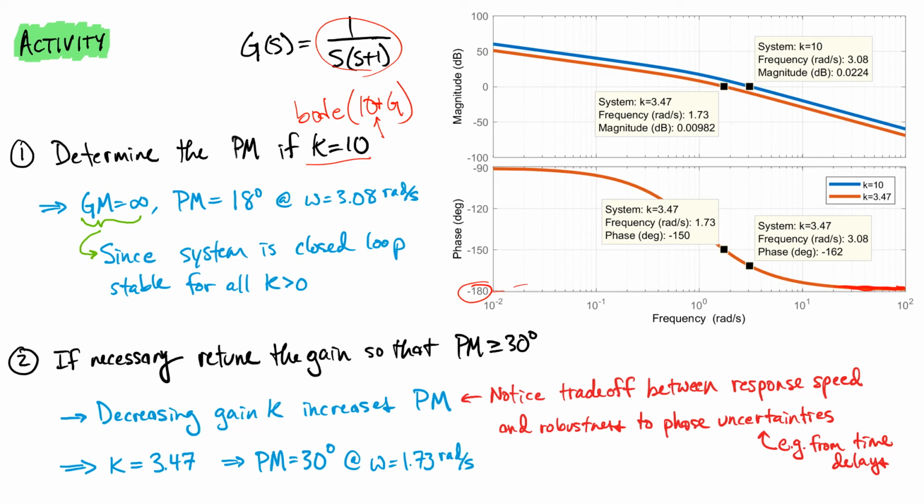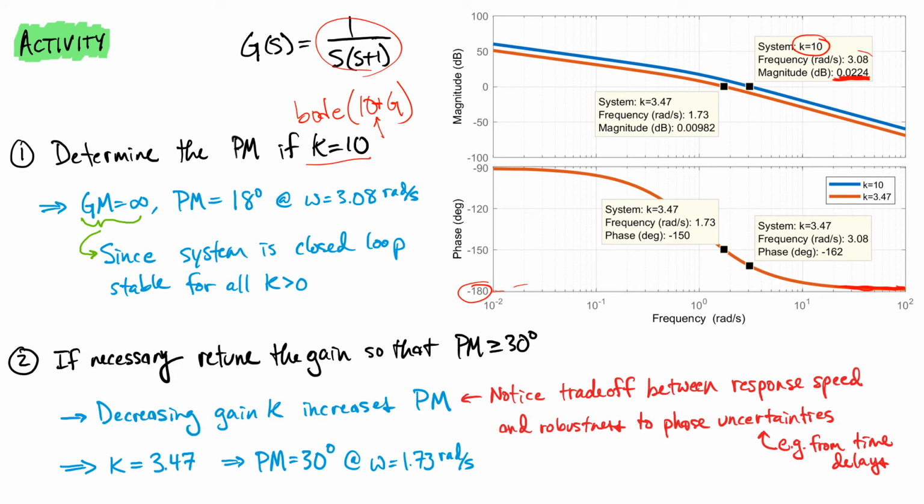And so this is an example of a system that is closed loop stable for all values of k. So that means that it's always stable, but that still means that we can evaluate the phase margin. And so what we're going to do is look at when k is equal to 10, and try to find a point where the magnitude is 1. The magnitude here in dBs is very close to 1, because this is very close to 0 dB.